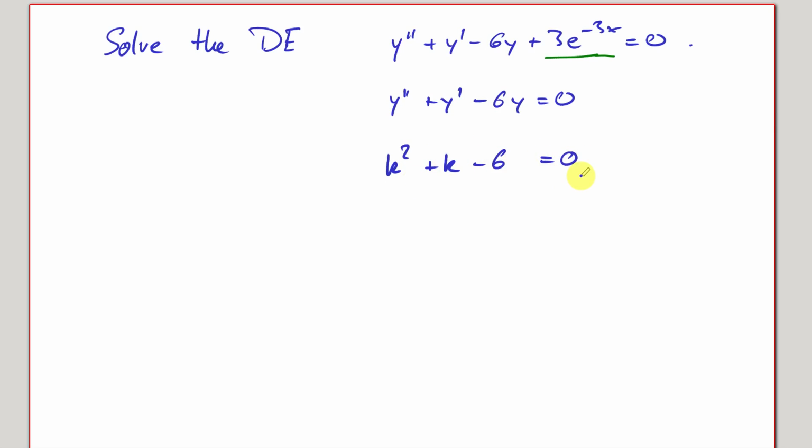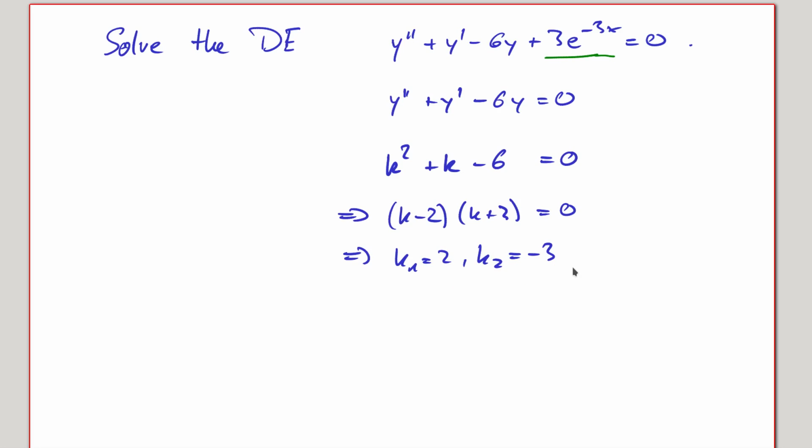This is a simple quadratic equation, and we all know how to solve this. I abbreviate the calculations here by just transforming this term into the following equation. It's just (k minus 2) times (k plus 3) equals 0. So we see k1 is 2 and k2 is minus 3. This equation has two zeros, and they are both real numbers, and they are different.